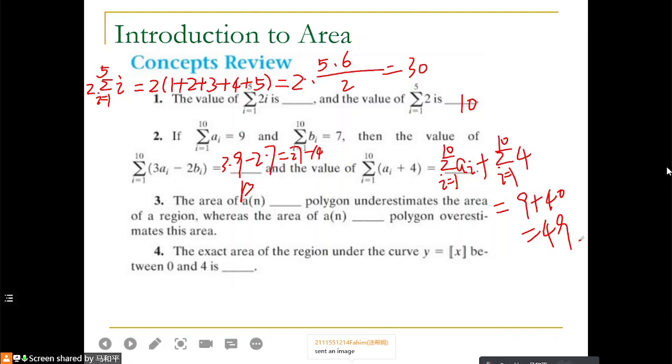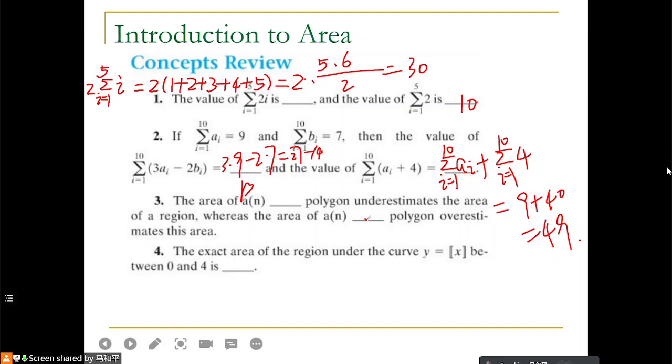The area of an inscribed polygon underestimates the area of the region, whereas the area of a circumscribed polygon overestimates this area. So the first is underestimate, so it's an inscribed polygon. And this one is circumscribed polygons, right? And the exact area of the region under the curve. This is the greatest integer function between 0 and 4, the last one.